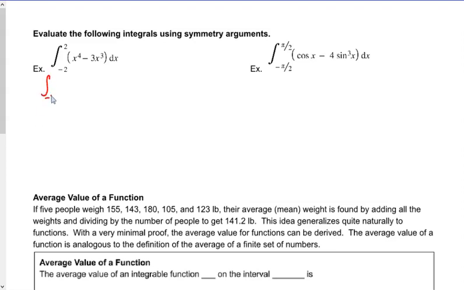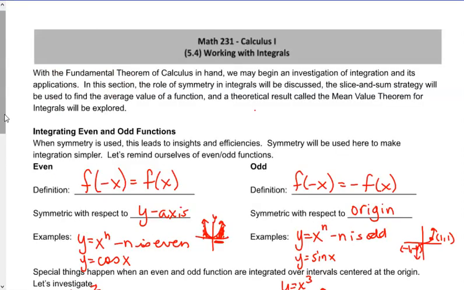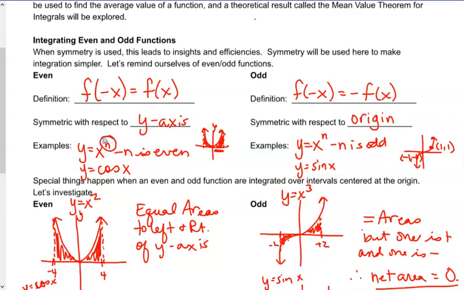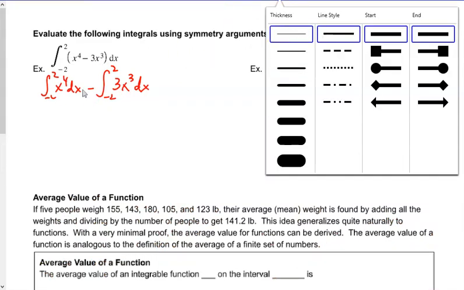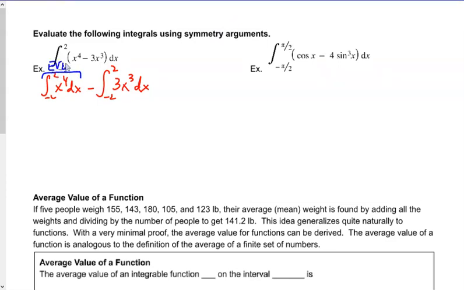So I'm going to say that from negative 2 to 2 of x to the 4th dx minus the integral from negative 2 to 2 of 3x cubed dx. Now, I want to decipher whether or not I have an odd function or an even function. If you have polynomials, x to a power, remember what we said on the back side, in order for it to be even, then the n had to be even. So if you have any power term, you just have to know, is the power odd or is it even? Therefore, what we can see on this first term here, this is an even function. And this whole thing is an odd function.